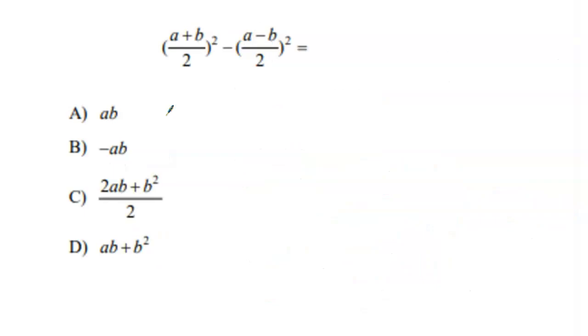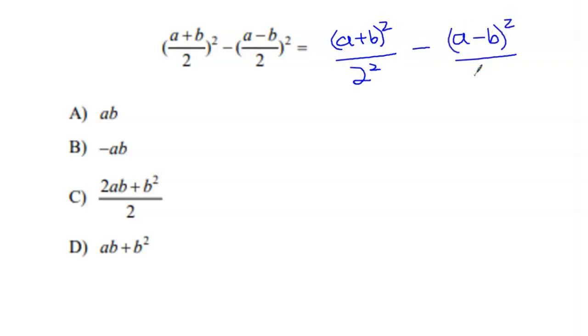This one looks similar to what we just did. Be careful, the 2 is also affecting this one. So here, what is happening is that you're getting a plus b all squared, and then the 2 is also squared, and then minus a minus b all squared, and here 2 all squared. It will become similar to what we just did.